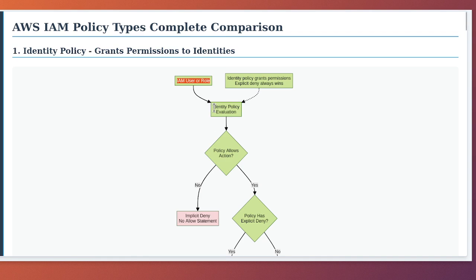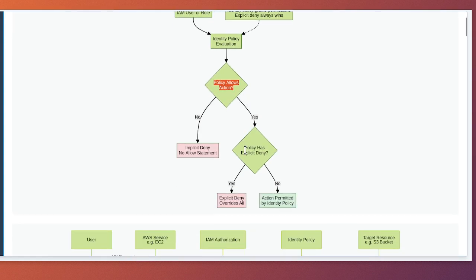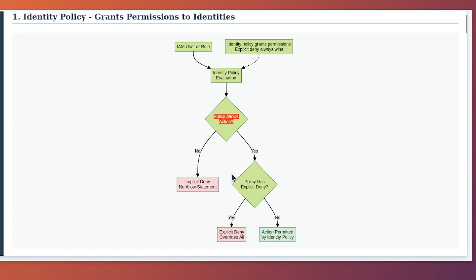An arrow flows to the identity policy evaluation box where AWS evaluates all policies attached to the identity, including inline policies and managed policies. From there, an arrow flows to a decision diamond labeled policy allows action. AWS determines whether any attached policy has an explicit allow statement for the requested action on the requested resource. If no policy allows it, the check returns no and flows to a red denied node labeled implicit deny no allow statement. This represents the default deny principle in AWS, where everything is denied unless explicitly allowed.